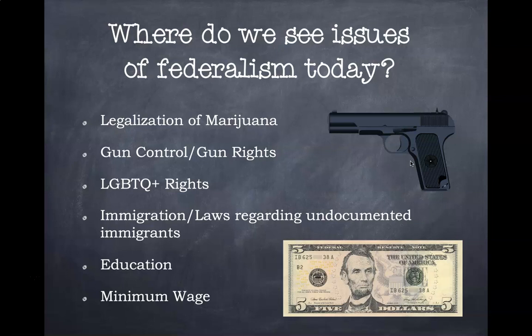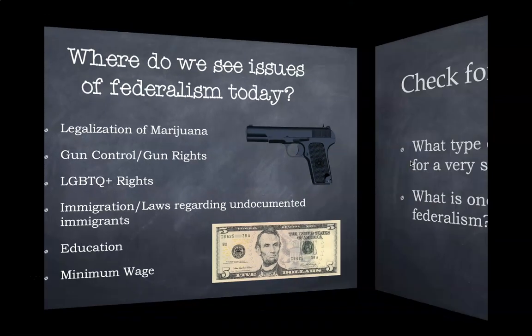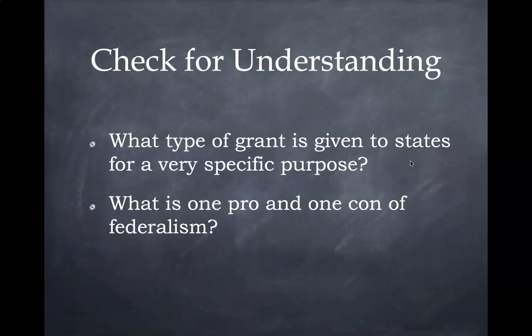Education is another, and then finally minimum wage. And we know that that's been a big topic in the past 5 years. All right. Check for understanding. What type of grant is given to the states for a very specific purpose? Okay, for specific things, you think of categories, or categorical grants.